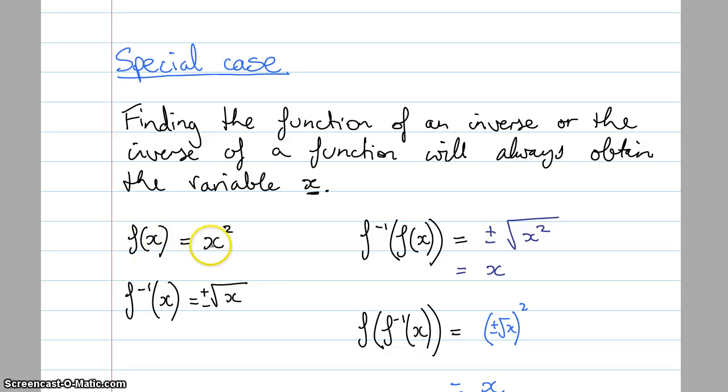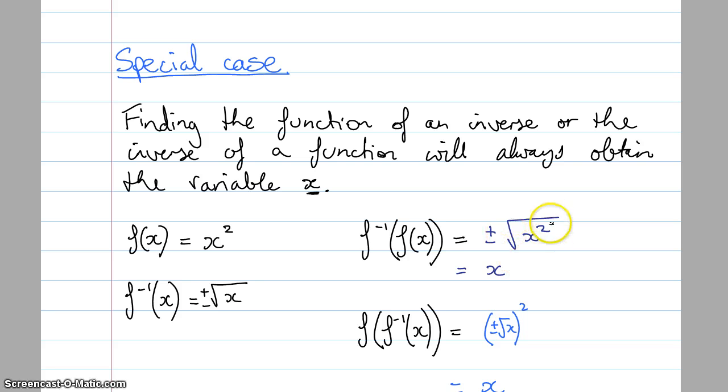Here's my function, it's x squared, and my inverse will be positive and negative square root of x. If I get the inverse of a function, or the function of an inverse, I will always end up with the value x. So what I'm going to do is substitute in for x this x squared. I'm going to substitute f of x into this equation here as x.